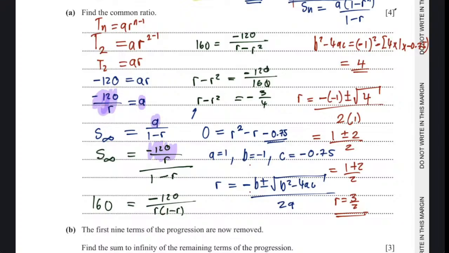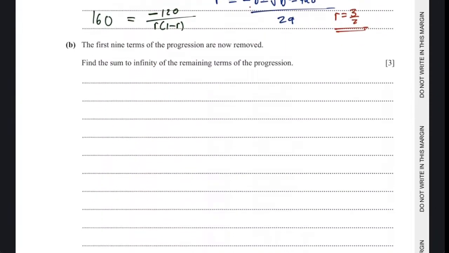We have the R. So find the sum to infinity of the remaining terms. The first 9 terms of the progression are now removed. Can you see this? So they say the first 9 terms are removed. So which one is now your first term? Basically, that's just what is changing. R is not changing. If we're removing the first 9, that means the first term is now the 10th term, which is A R to the power of 9, right?